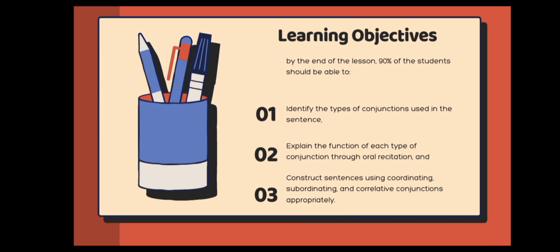What I have here are the learning objectives. Let me read it for you. By the end of the lesson, 90% of the students should be able to first, identify the types of conjunctions used in the sentence. Second, explain the function of each type of conjunction through oral recitation, and last, construct sentences using coordinating, subordinating, and correlative conjunctions appropriately. Students, are you very confident that you will be able to achieve these objectives? Yes? Very well.